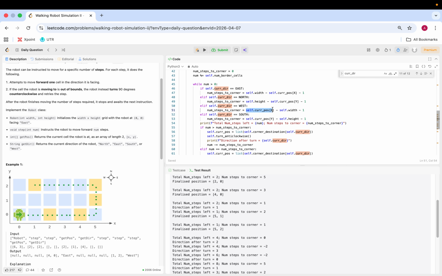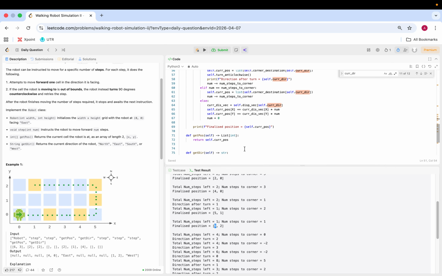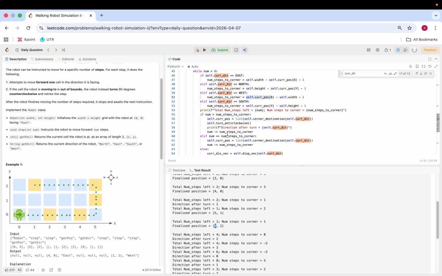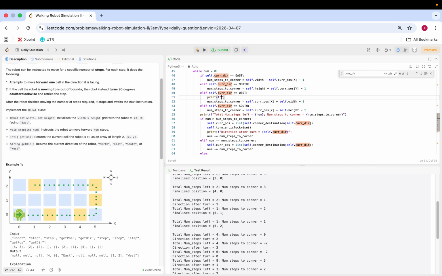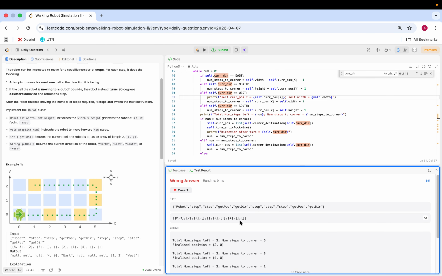Is this wrong? Oh my god. Self current position is 5, right? That's what got printed out. Minus self dot width. I'll just print this real quick. Self dot current position x is equal to... I did not think it would take this long. I don't know what's going wrong.